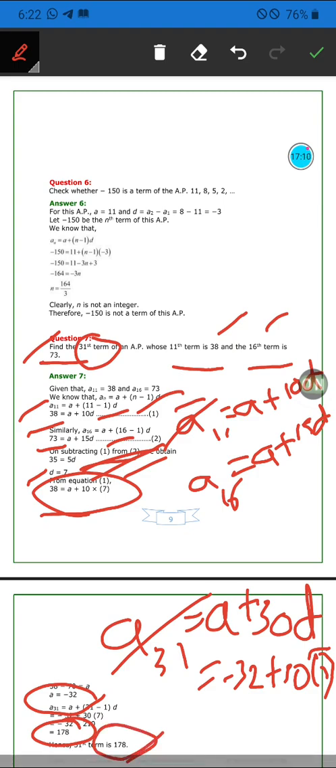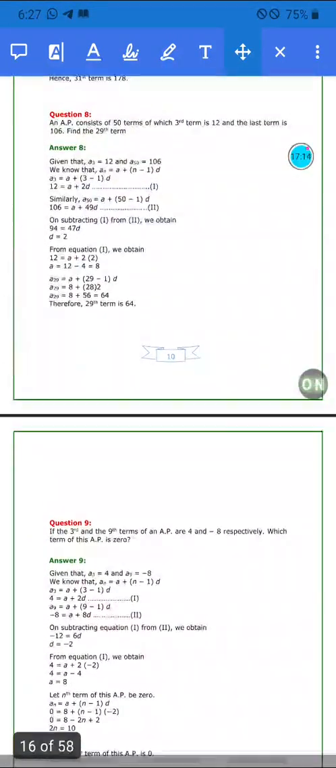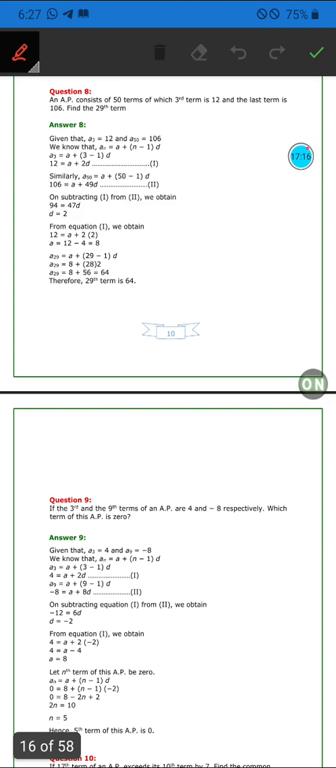In the 8th question, the AP consists of 50 terms. It means there are 50 terms in this. Then what would the last term be?